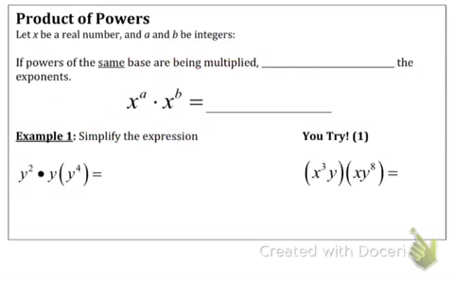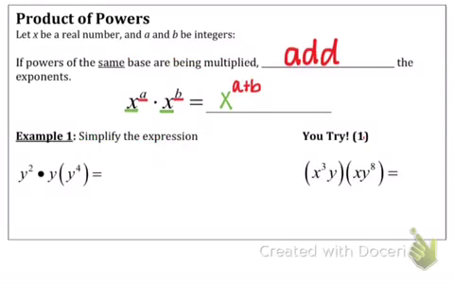Our first property is the product of powers. The product of powers states that if powers of the same base are being multiplied, then we add the exponents. So in this first general example, we have the same base of x. So that means our base, when we add the exponents, will be x still. The base does not change. We just simply add our a plus b. So that is our general form.